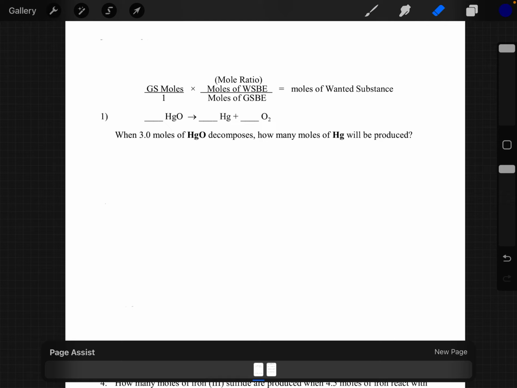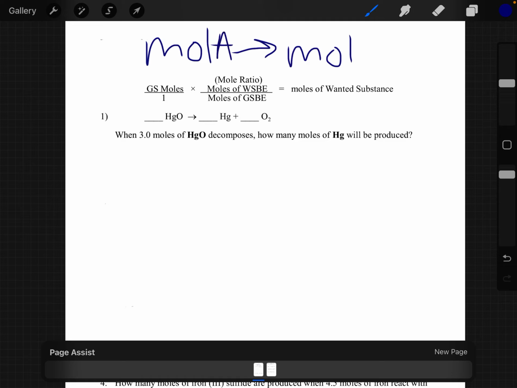Okay, this video is about the mole ratio and converting from moles to moles of another substance. So the first thing you need to understand is something called the mole ratio. And the mole ratio is simply showing a relationship between two different substances within a chemical equation.